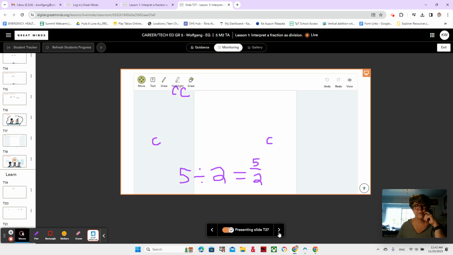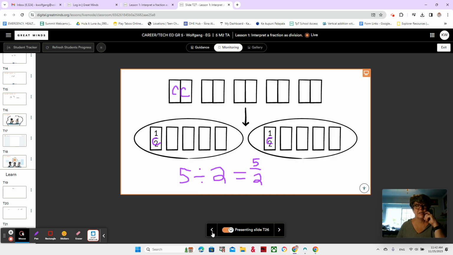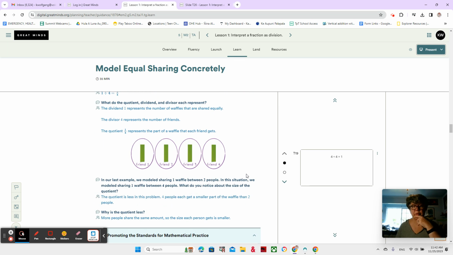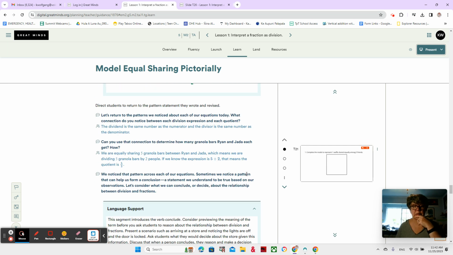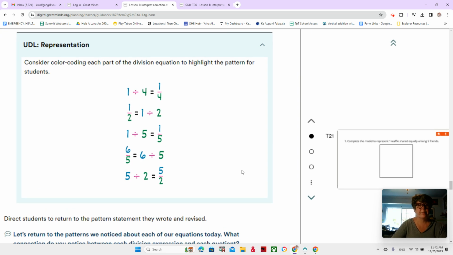Oh, that's just getting into our next thing. Yes. Okay. So what can you conclude about the relationship between the division and the fractions? Did you make a conclusion? Let me show you something here. If I can pull it up really quick. There. Okay. Let's look at this.